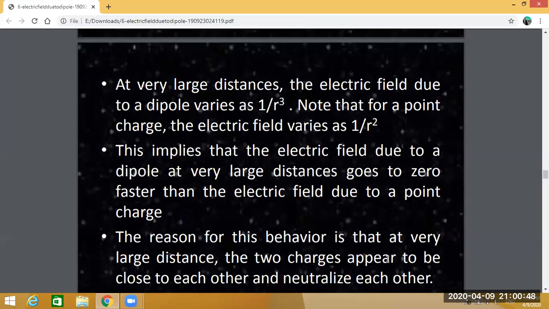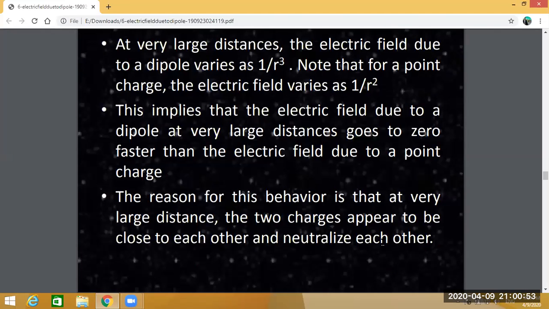So the reason for this behavior is that at a very large distance, the two charges appear to be close to each other and neutralize each other. As we move away and away from the center of the dipole, the separation between the two charges virtually vanishes, and the two charges appear to be closer to one another, and that's why the system of two charges at very large distance will behave as a single charge.